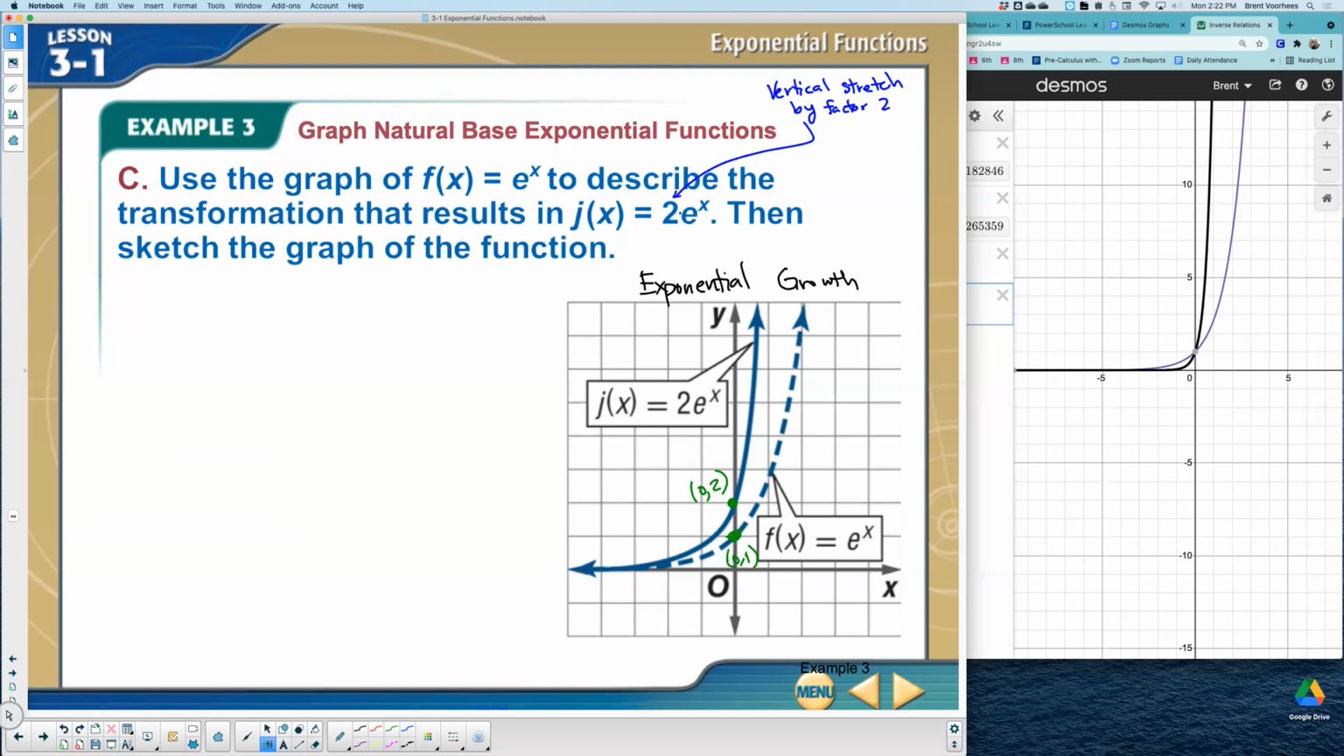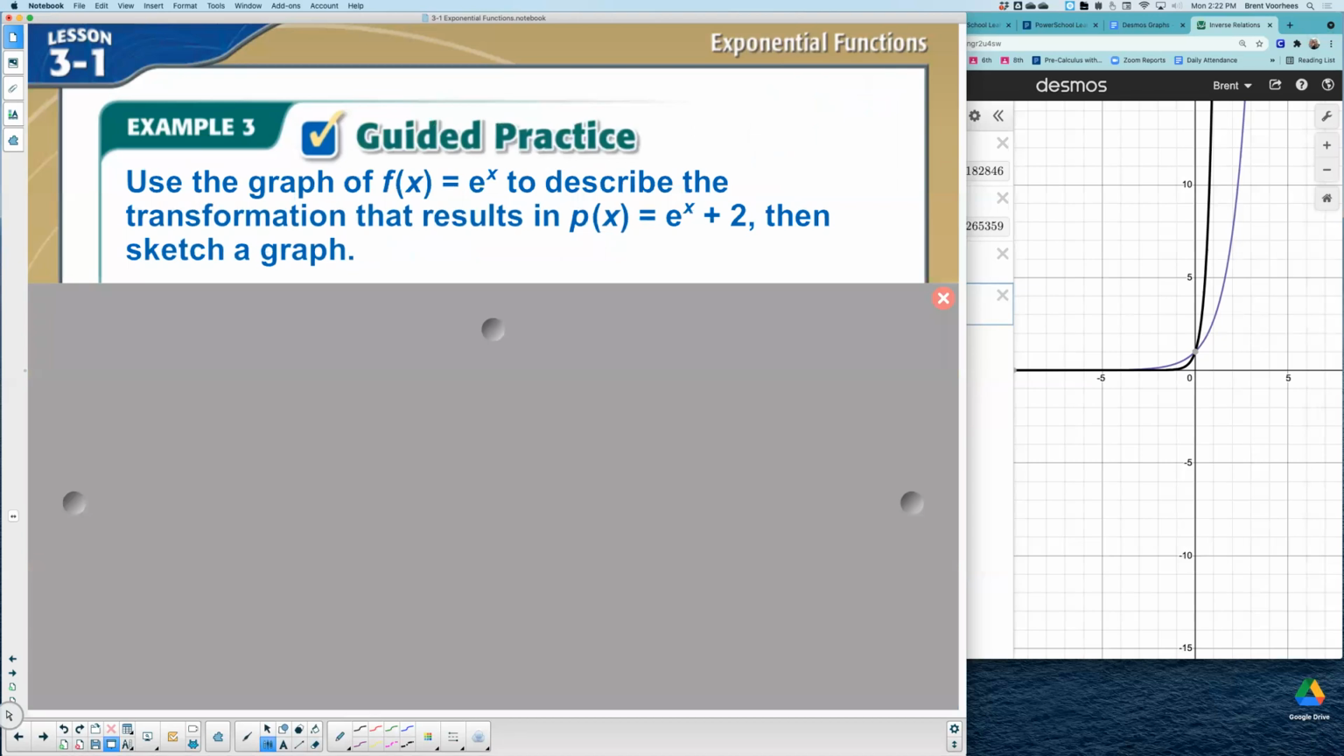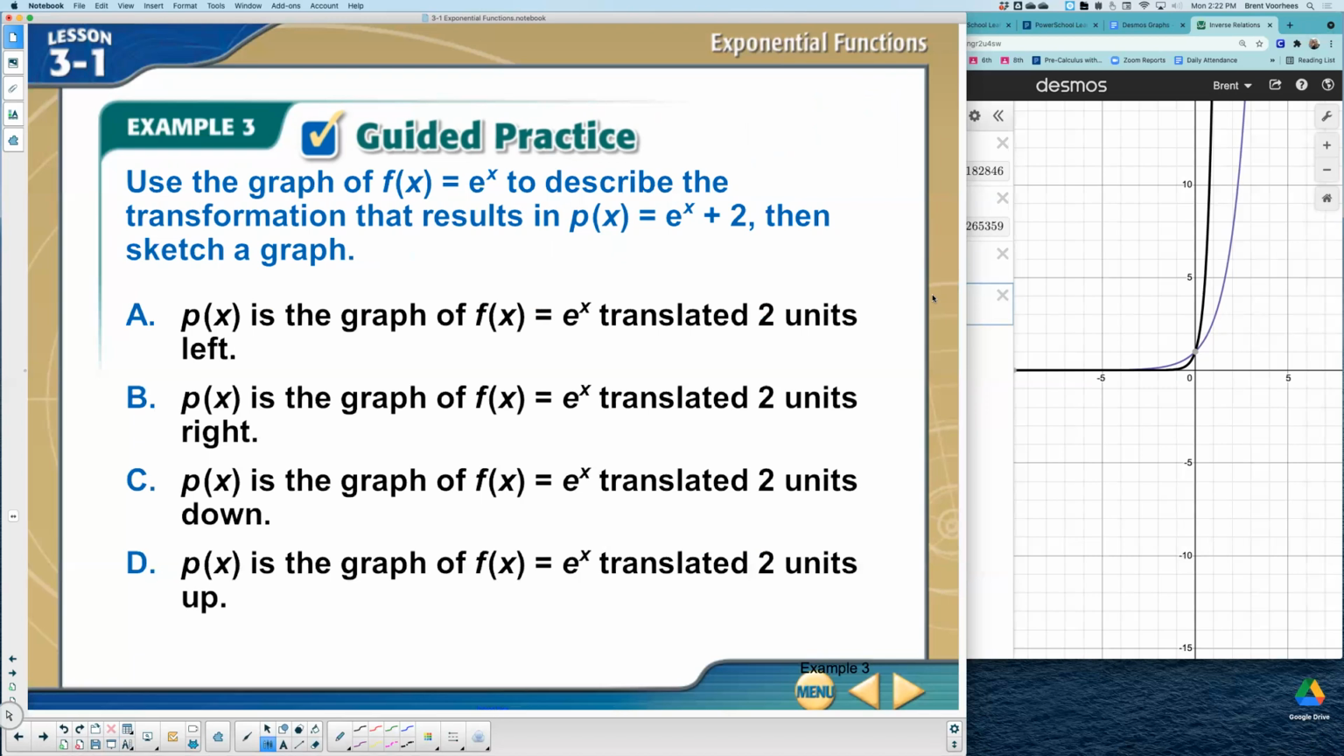All right. You try deal number 3. Graph this problem and decide what has occurred. Well, number 3.